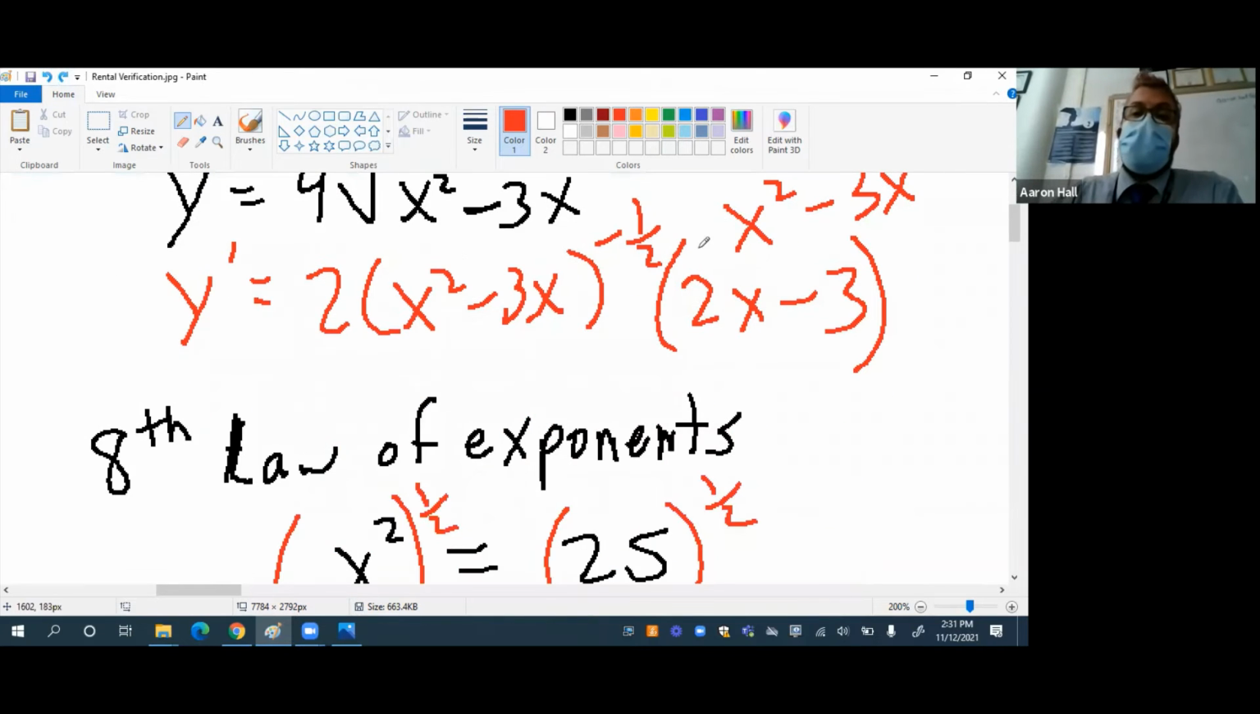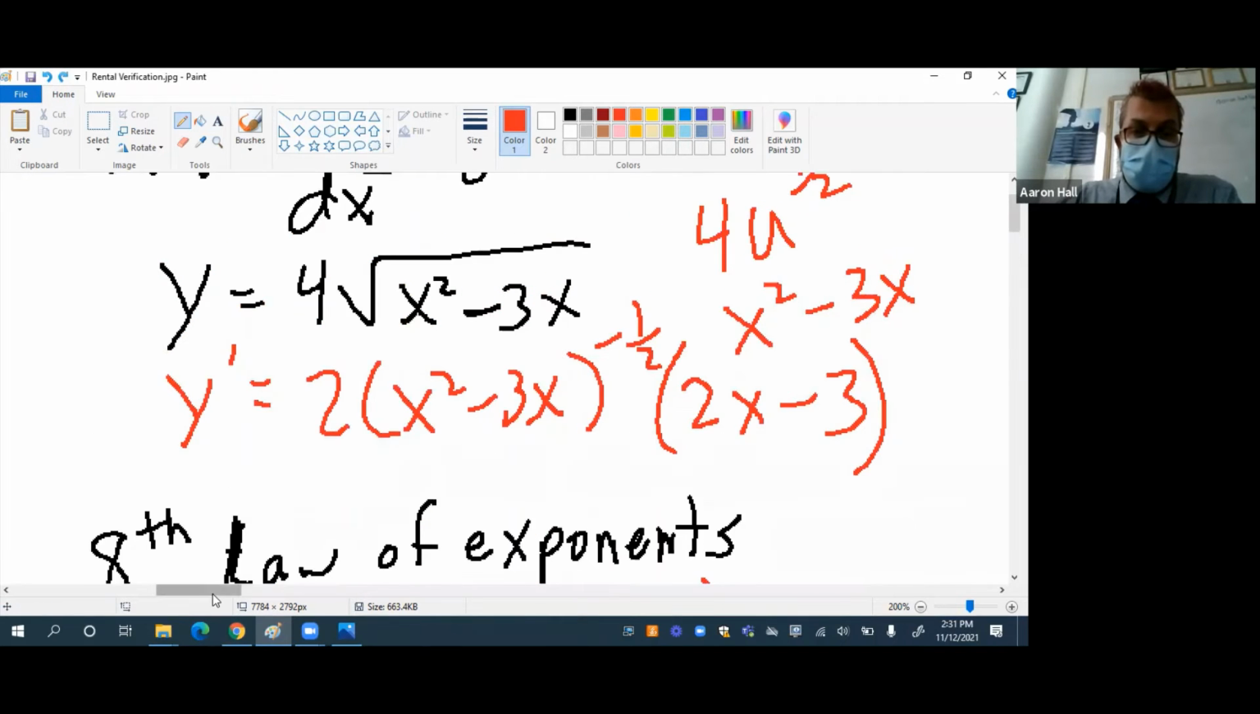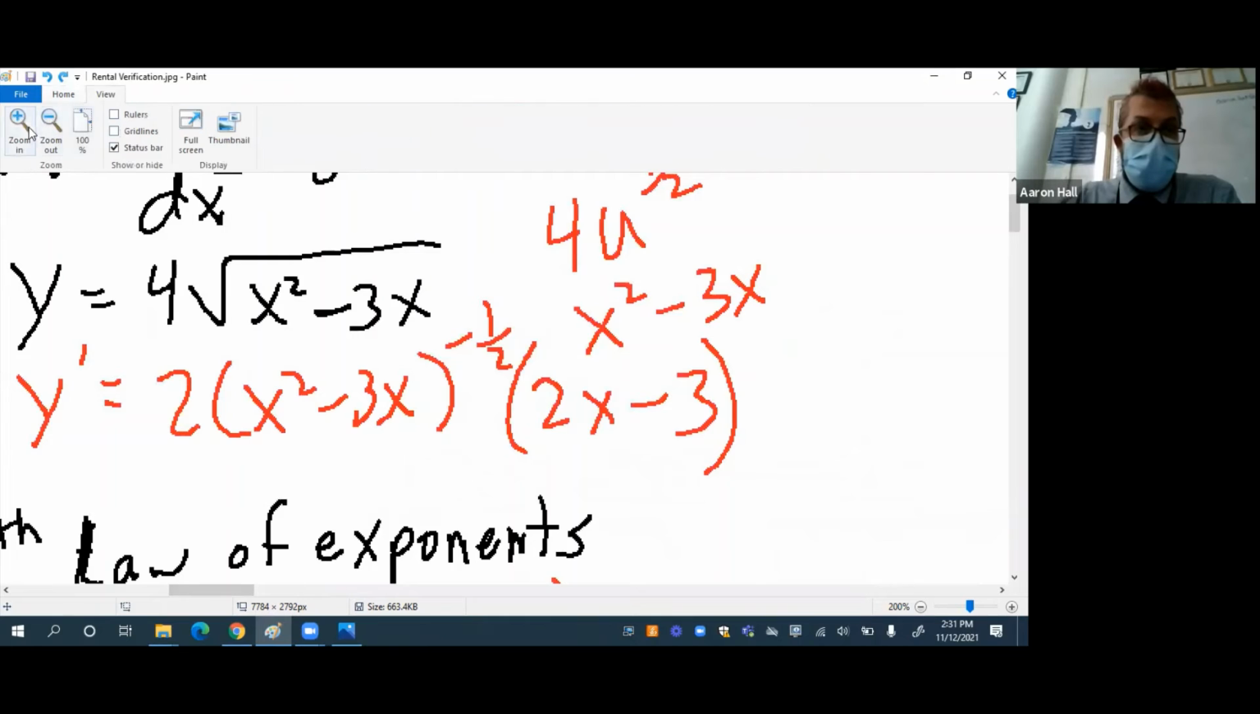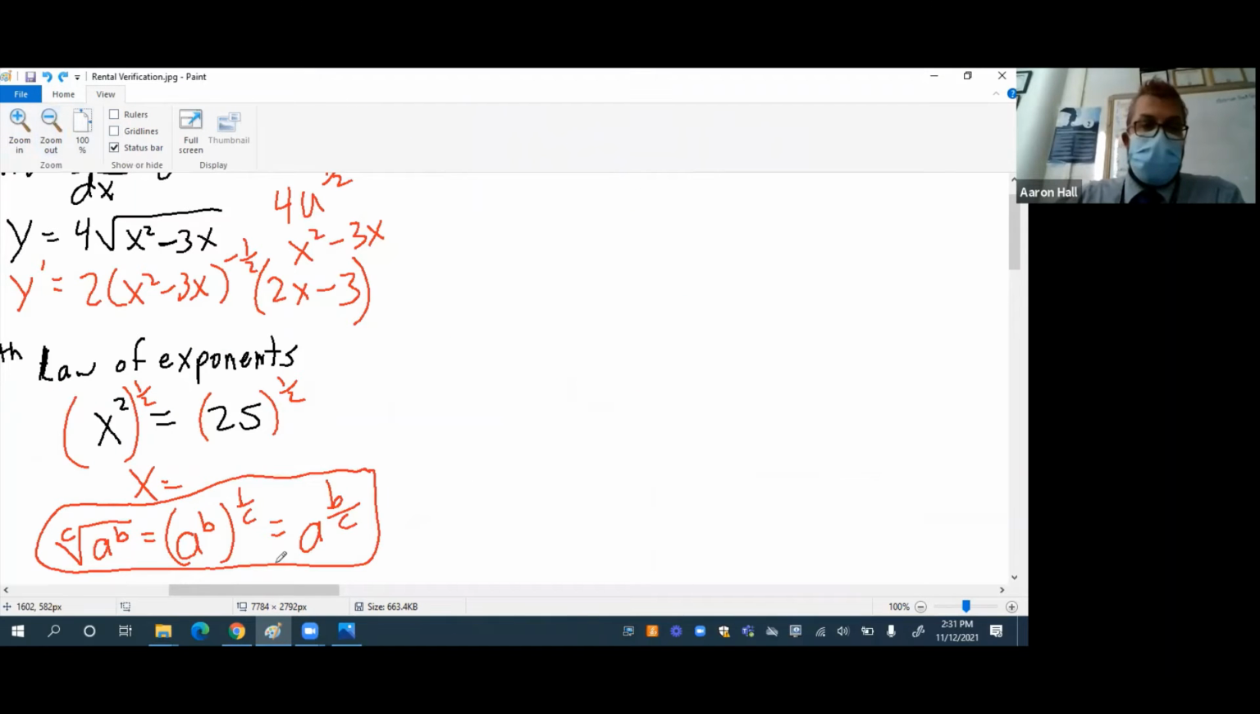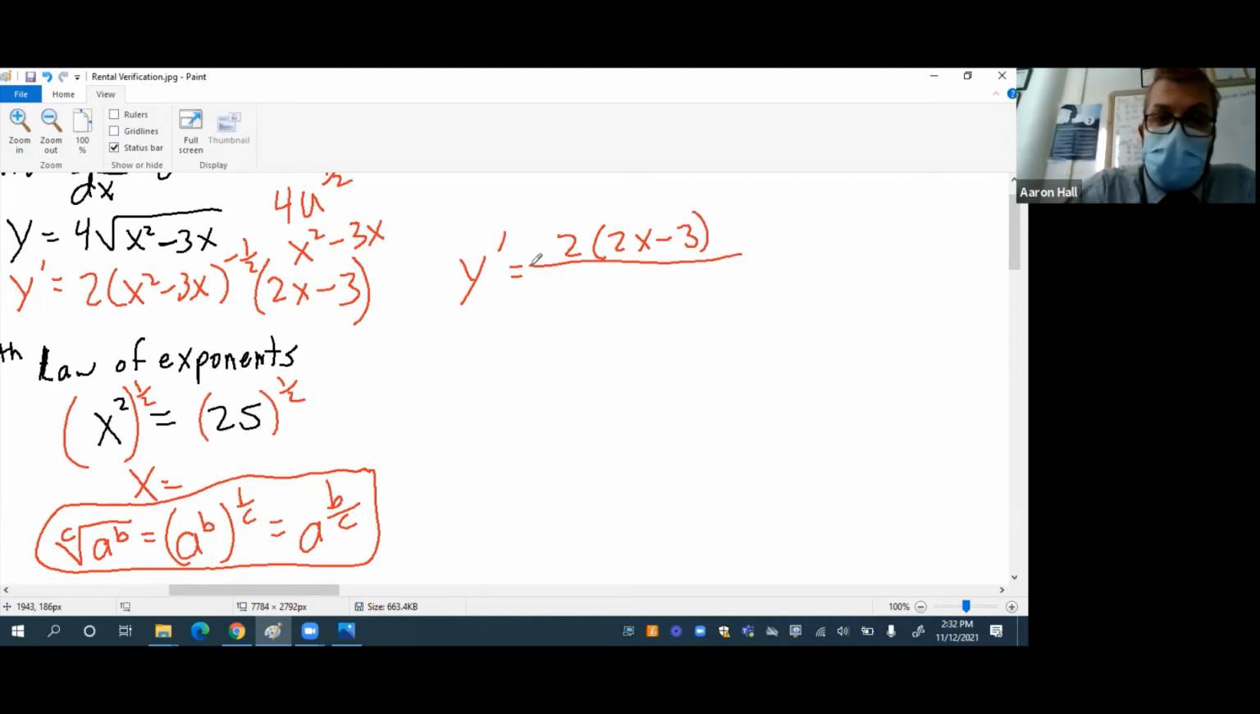So the question is, should I move this to the denominator and get something like, let me zoom out. Because we have a negative exponent rule, right? If I have a to the power of negative b, I move that to the denominator and I have 1 over a to the power of b. That is one of our other laws of exponents. So I could rewrite this as y prime equals 2 times 2x minus 3 all over x squared minus 3x all under the square root.